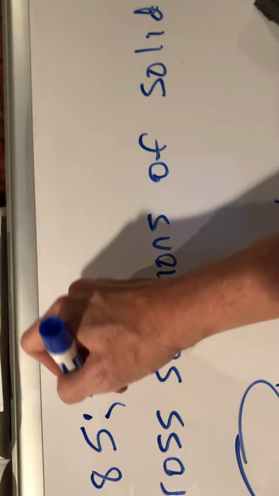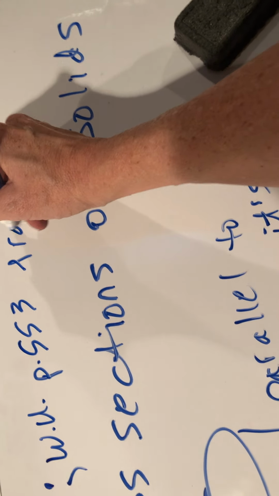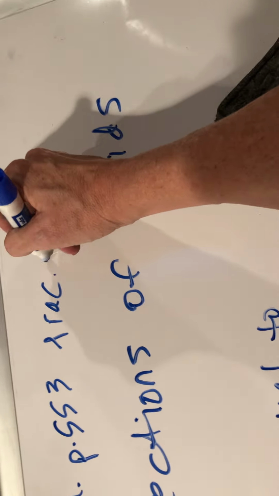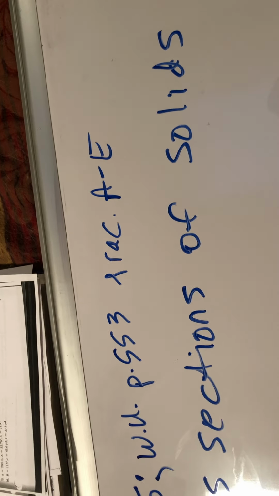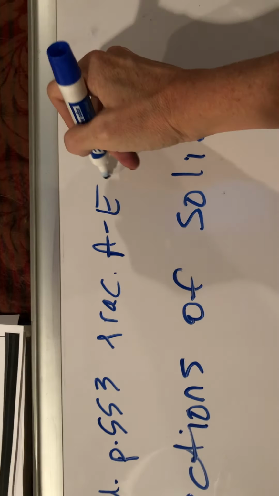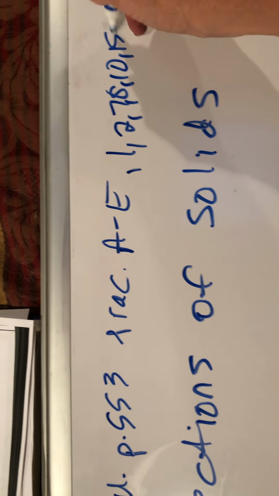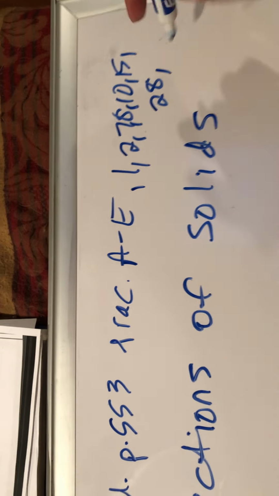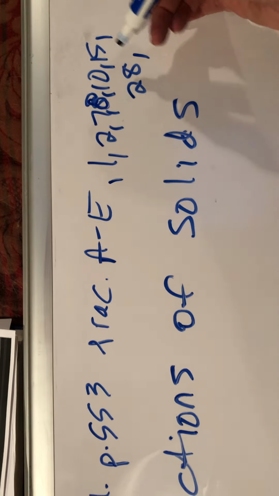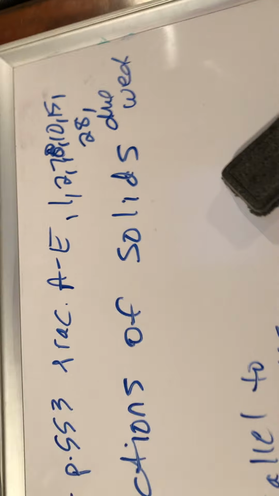So you're going to do the warm-up, which is on page 553. You're going to do the practice. Well, we're about to do the practice. So practice, I think it's A through E. And then you're going to do a few selected problems: 1, 2, 7, 8, 10, 15, and 28. And this is due Wednesday.